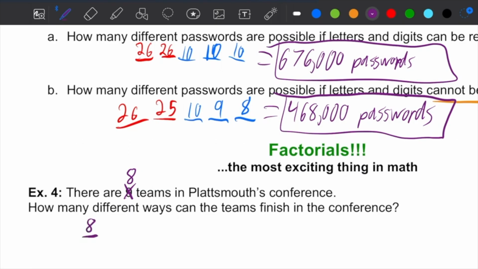first place, 8 different teams can get it. Second place, though, if a team already got first, only 7 teams are left for that. Third place, if a team got first and second, there's 6 teams left. If a team already got first, second, third, there's only 5 teams left for fourth. 4 teams left for fifth, 3 teams left for sixth, 2 teams left for seventh, and the last team would have to get eighth then. So you take, once again, this was first place down here with eighth place or last place down there.